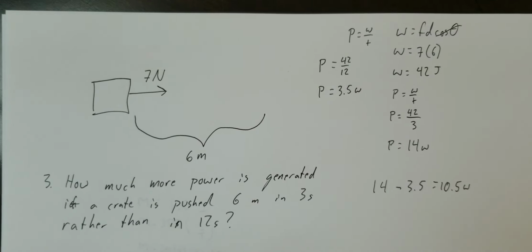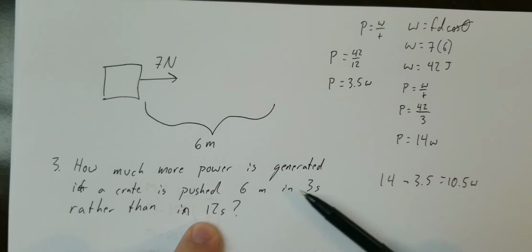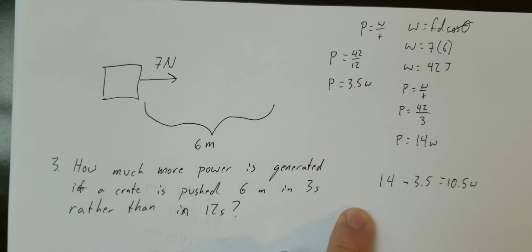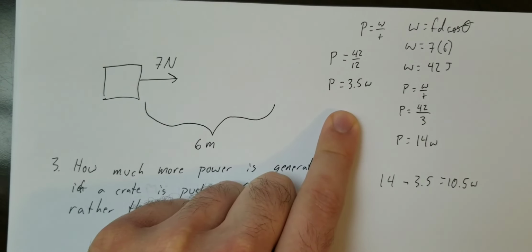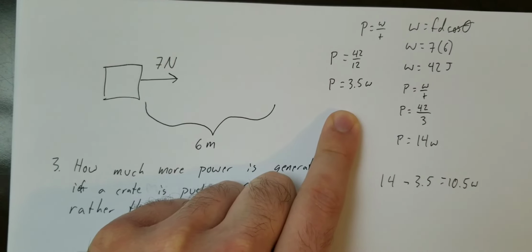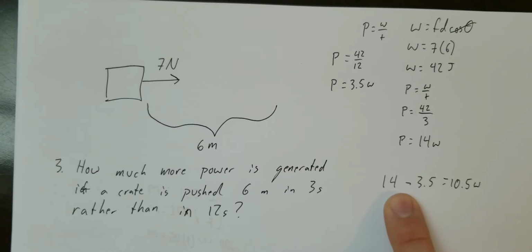The shortcut I was talking about was we can see that we are now using 1/4 of the time, which should mean that we are going to generate 4 times the amount of power. So if we multiply 3.5 times 4, we get 14. That is our new power.